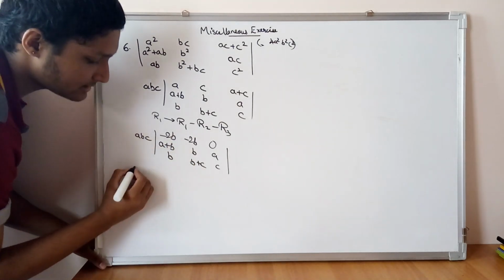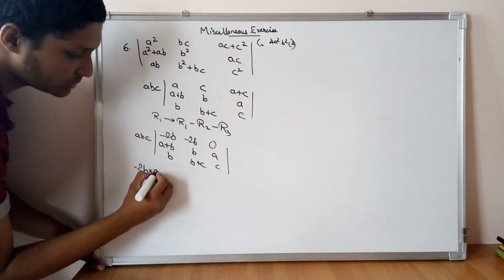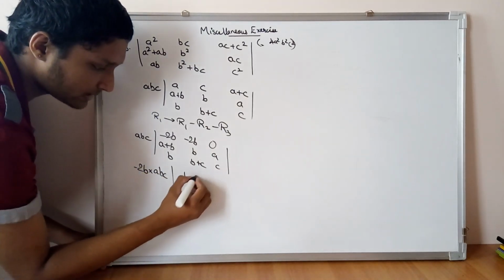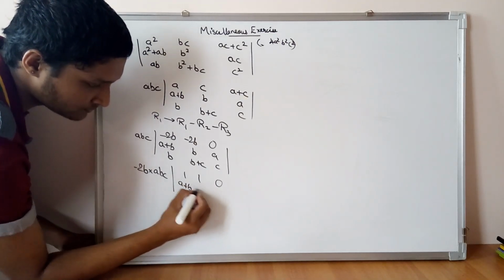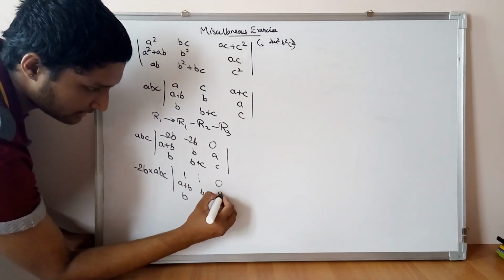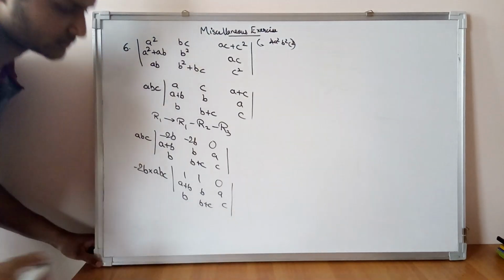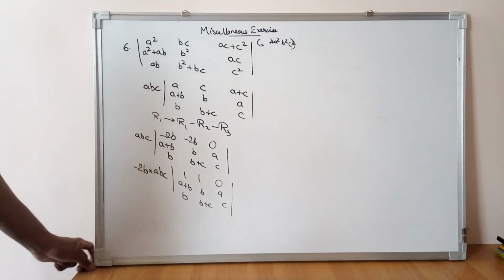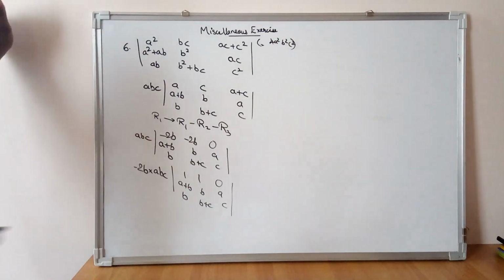So I can remove minus 2b. So this becomes minus 2b into abc, 1 1 0. Then a plus b, b, b, a, b plus c, c. Okay, that's all we got now. So we'll see what could be done for the later part. So one more 0 I want to get.